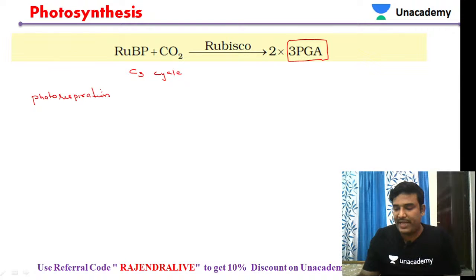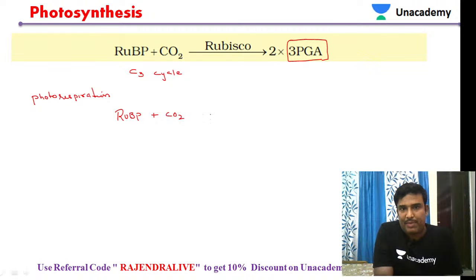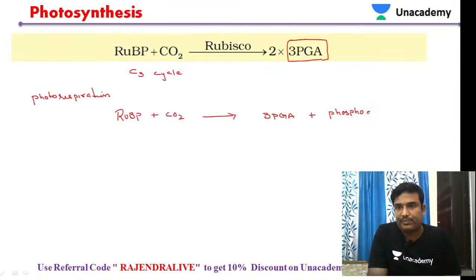In photorespiration, what happens is that RuBP reacts with carbon dioxide to produce only one molecule of 3-phosphoglyceric acid, and the other molecule produced is phosphoglycolate. So these are the two products that are formed during the process of photorespiration.